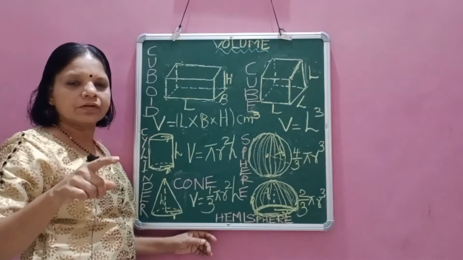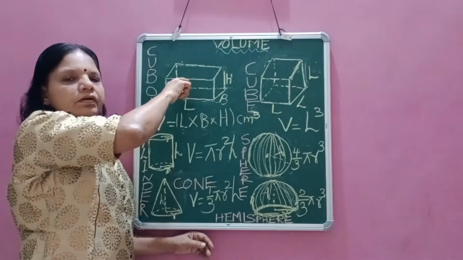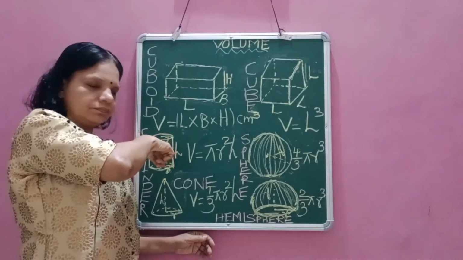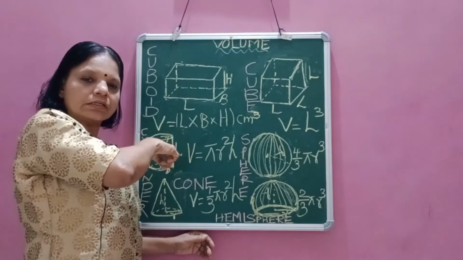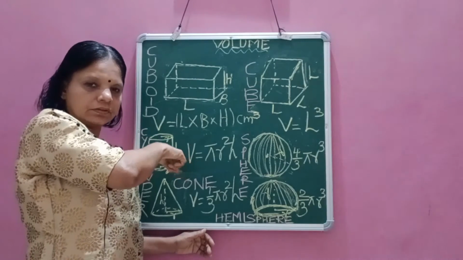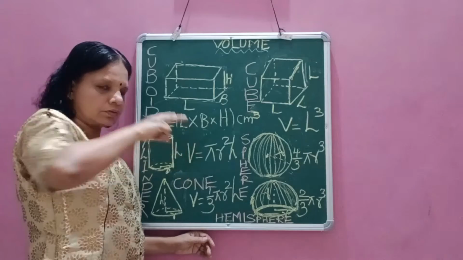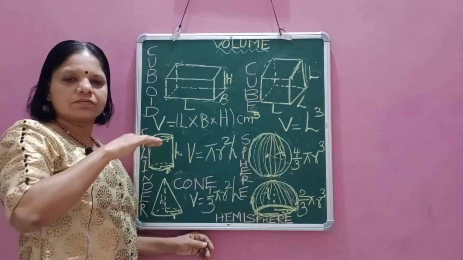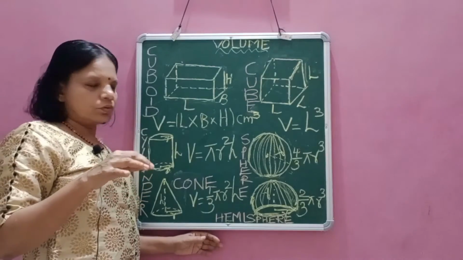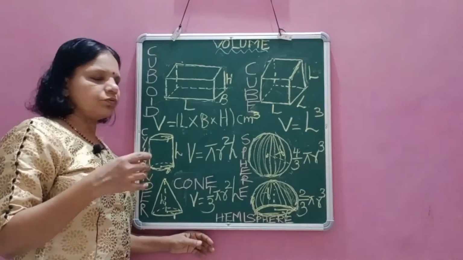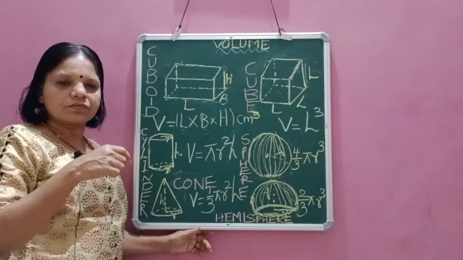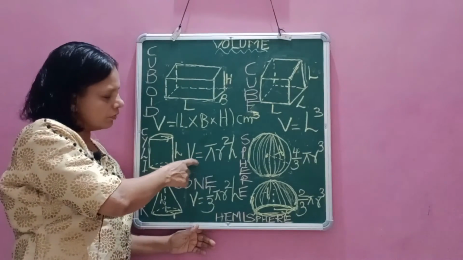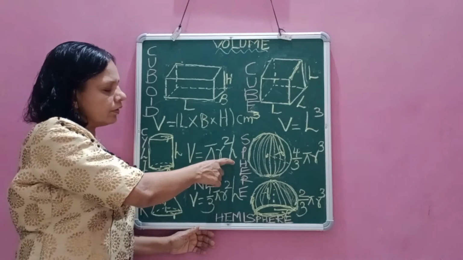Only one side face. It is not divided like cuboid by the segments. There is no segment. It is called curved surface, curved face. So three faces are there. The upper and lower faces are circular. So when you come to the formula of volume of cylinder, the formula is pi r square h.